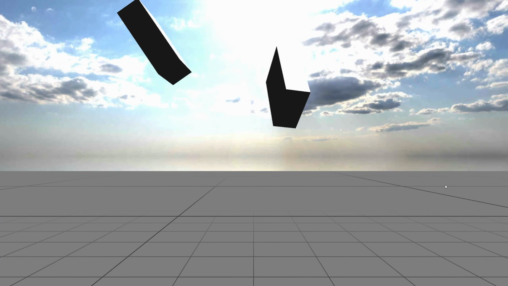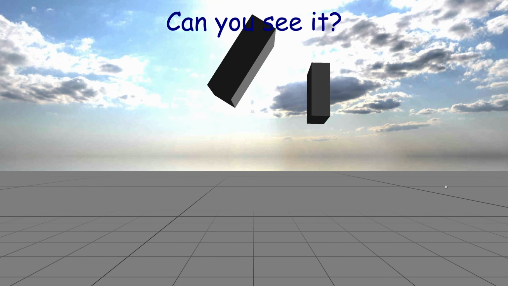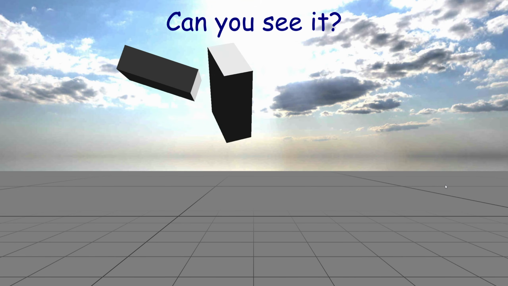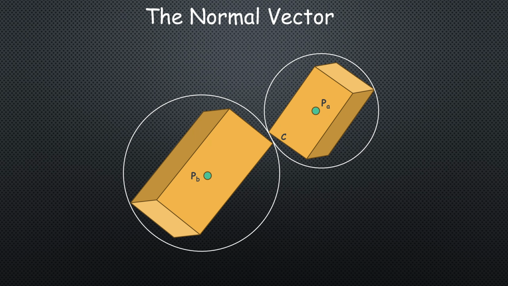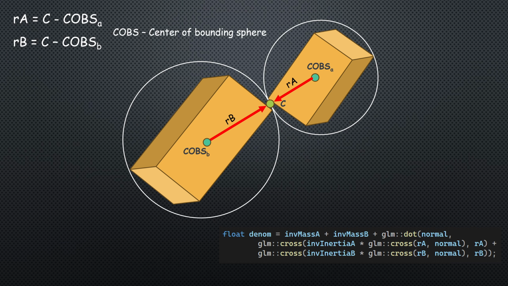So I was just about ready to wrap up this tutorial when I suddenly realized there was a major problem with the implementation. The normal vector is calculated between the centers of the bounding spheres, and the radius vectors are calculated from the same locations to the contact point, which is somewhere along that normal vector. This means that whenever we do a cross product between the radius and the normal vector, we get 0, so there is no angular effect.